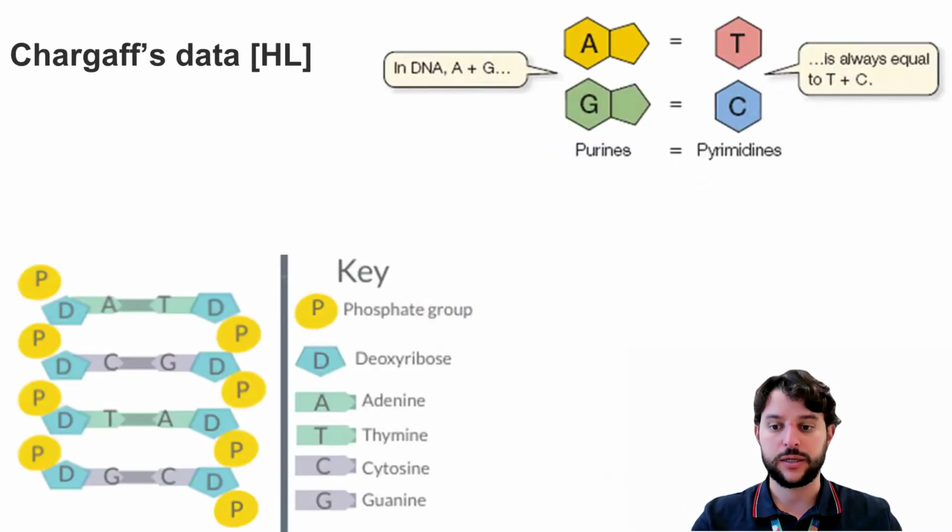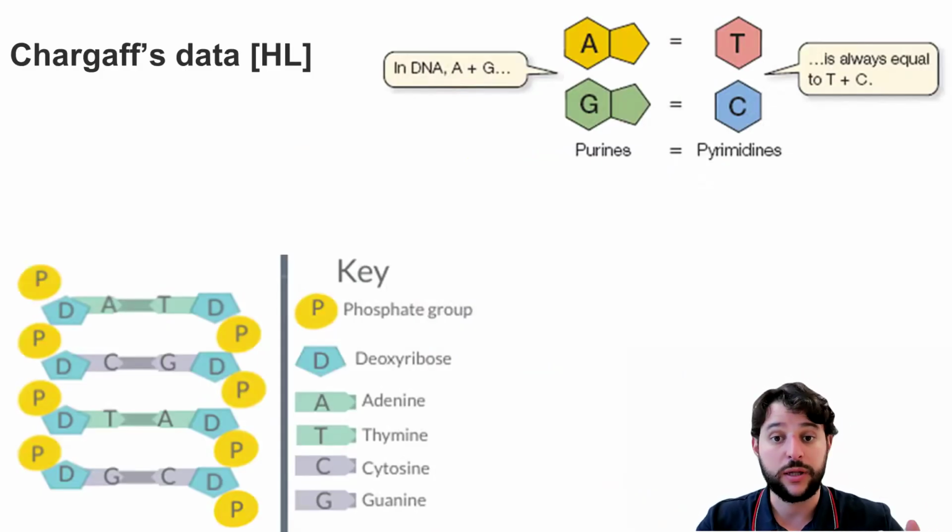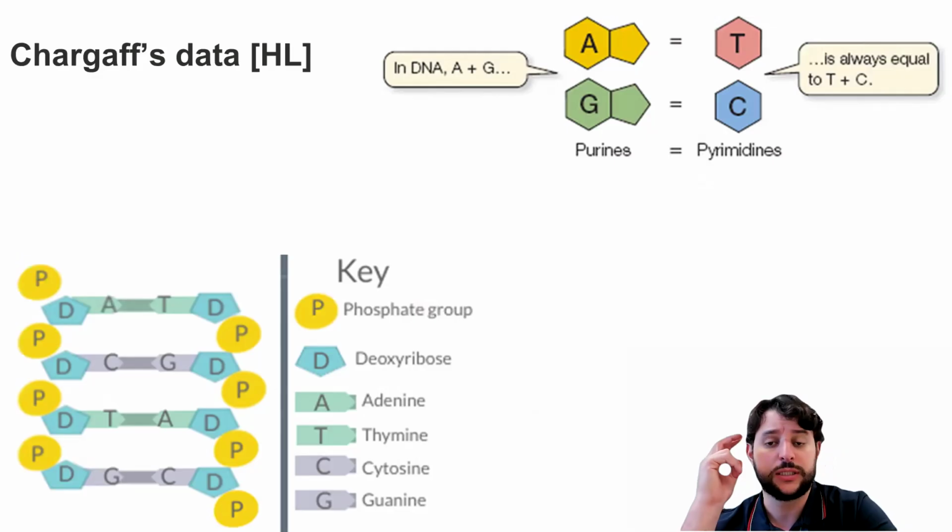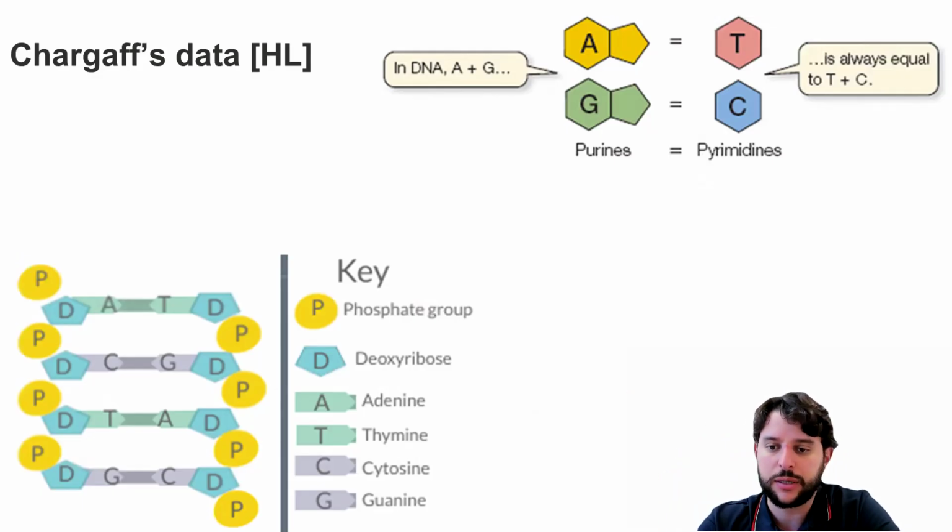Regarding the Chargaff's data, it's a very simple concept that is basically a calculation. That is, in DNA, A plus G is always equal to C plus T. Okay, so let's suppose you have this chart here. Or if you have an organism, you're studying a specific animal, and some scientists tell you that you have on this animal 30% of adenine in its DNA. If you have 30% of adenine, you're going to have 30% of thymine.